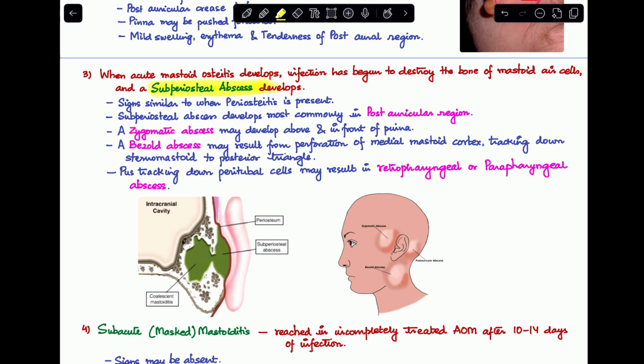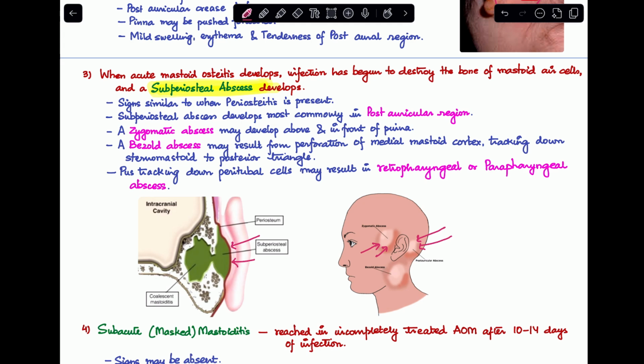Now, when a subperiosteal abscess forms, the signs will be very similar to the previous one that I was discussing. Subperiosteal abscess, you can see in the image over here, this is the subperiosteal abscess. It most commonly occurs in the post-auricular region. And from here, a zygomatic abscess can also develop, which forms in front and above the pinna.